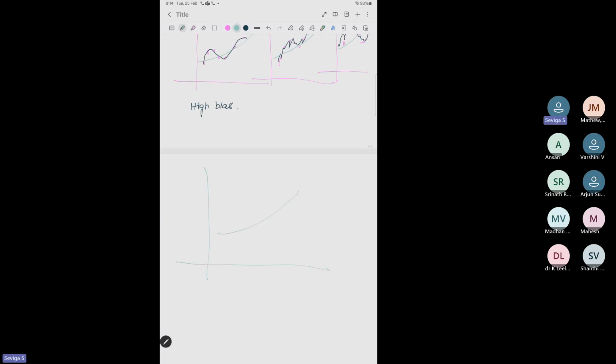But when you put all the curves together, all these curves look very similar. So you can say they have low variance. Though they are not passing through all points, they look very similar. So they have low variance.